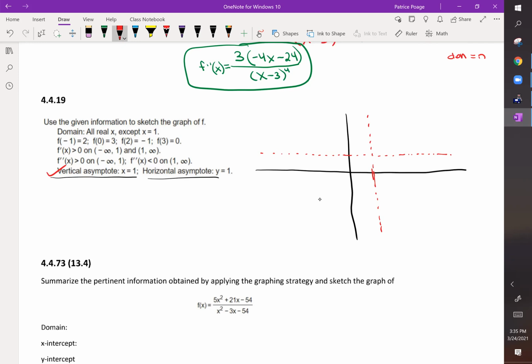Great. Here, this line gives us a bunch of points. f of -1 equals 2 means when x is -1, y equals 2. So there's a point right there at (-1, 2). f of 0 equals 3 means when x is 0, y is 3. f of 2 equals -1, so when x is 2, y is -1. And f of 3 equals 0, so when x is 3, y is 0. So those were points.